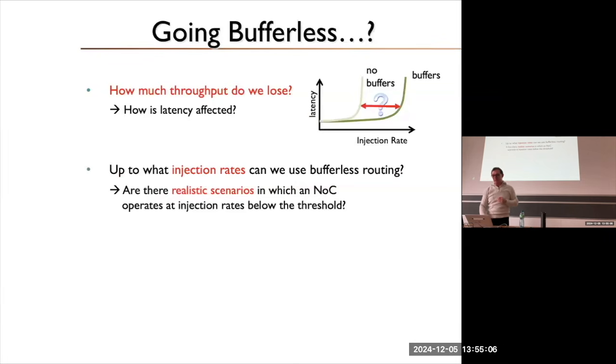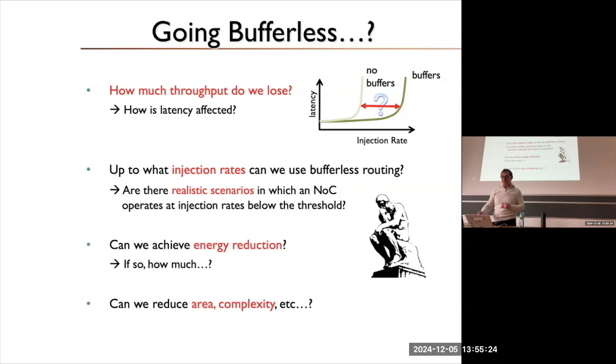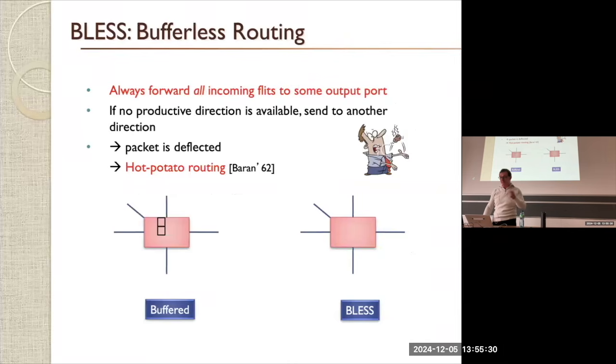Of course the question now is, how much throughput do we really lose? How is latency affected, etc., on applications? Up to what injection rates can we use this sort of bufferless routing? And are there realistic scenarios in which a network on chip operates at injection rates below that threshold? Can we achieve energy reduction? Can we reduce area and complexity? This paper in ISCA 2009 answers those questions, some of them very optimistically. We're going to fix some of these things later on, as you will see.